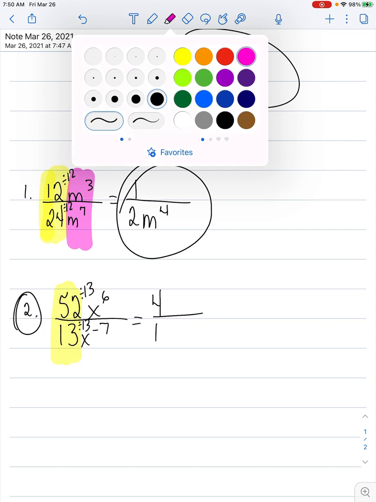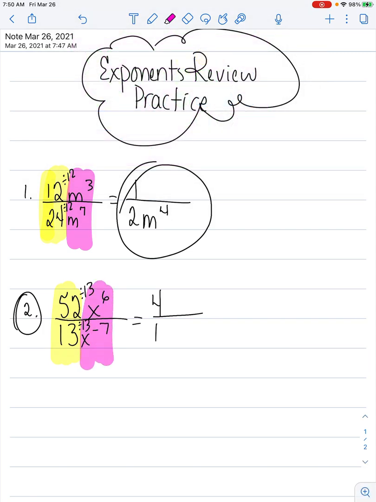Now I'm going to simplify my x's. So I notice I have a negative exponent on the bottom, so I need to move that to the top. And that becomes positive. And now I just combine those. So my answer is 4x to the 13th power. I don't have to put over 1 because that gives me the same answer. So you should have gotten 4x to the 13th power.